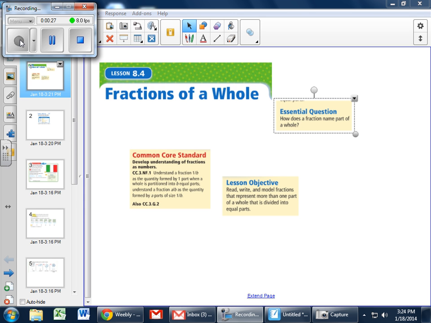And your lesson objective is to read, write, and model fractions that represent more than one part of a whole that is divided into equal parts. So we're going to look at how to do those things today.